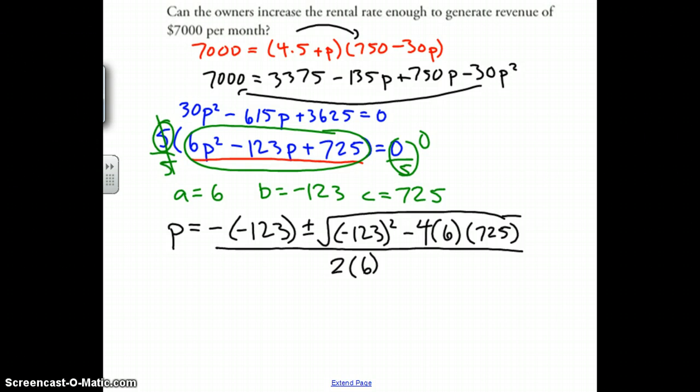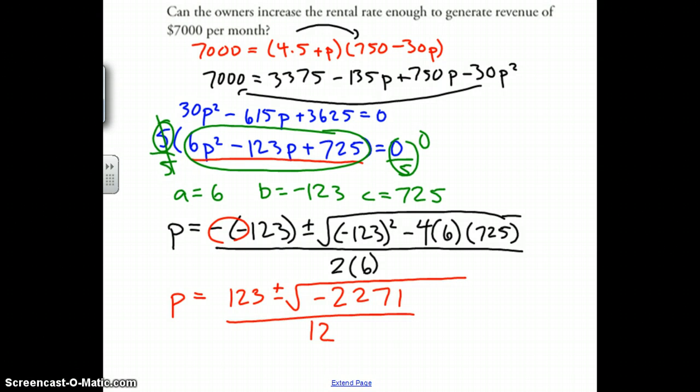Maybe you want to sing yourself a little quadratic formula song while you're doing that. Okay, then the next step is to simplify. So we get p equals 123, because those two negatives make a positive, plus or minus the square root of negative 123 squared. When we calculate that, that should be 15,129. Then take away 4 times 6 times 725, which gives negative 2,271, and then that's all over 12.